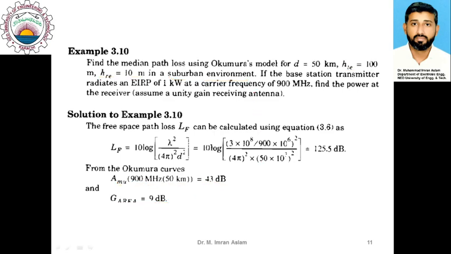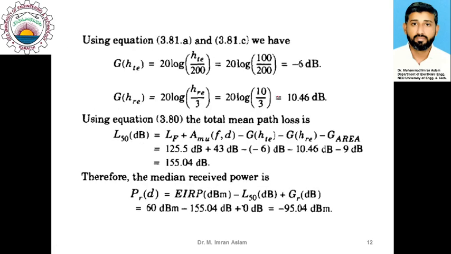Okay, so we take the second part of the problem. There is another thing asked in the question. If the base station transmitter radiates an EIRP of 1 kilowatt, we want to find the power at the receive antenna, and we are assuming that the receive antenna has unity gain, so it does not have any other gain.